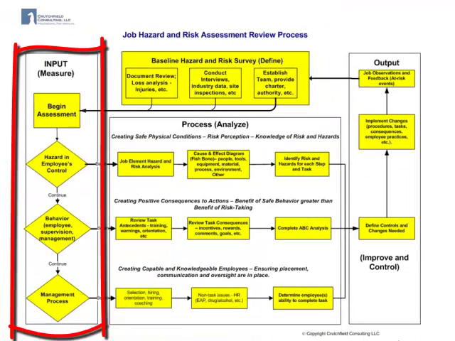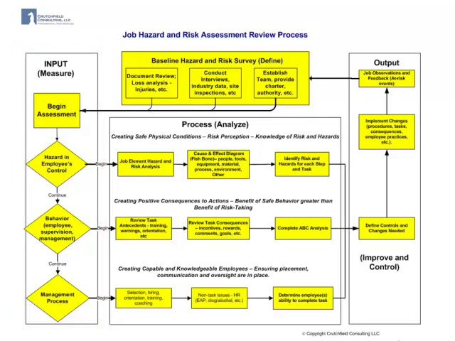Then we move over to the input or measurement side. We're going to begin the assessment. And if you'll notice, the assessment follows three diamonds. The first diamond is the hazard in the employee's control. To continue is the behavior that we want to see from employees, supervision, and management. And finally, what's the management process? How is our organization designed and put together? Those are the three major components.